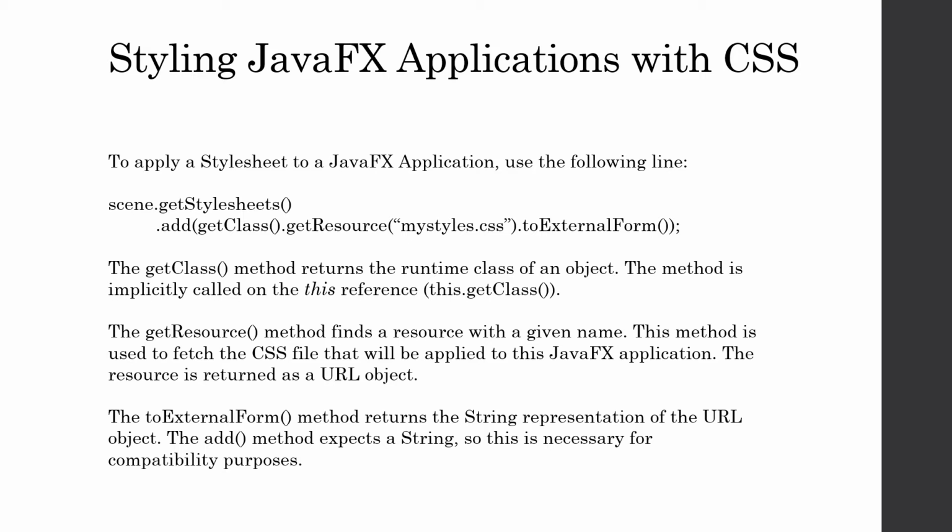One thing to note about getResource is that the resource is going to be returned as a URL object. So there's a little bit of a problem with that, which is that URL objects are different from strings, and the add method for getStyleSheets is expecting a string. So what we need to go ahead and do is convert that URL object to a string, and that's where the toExternalForm method comes in. So the toExternalForm method is going to return the string representation of the URL object because of the fact that the add method was expecting a string. So this is going to be necessary for compatibility purposes.